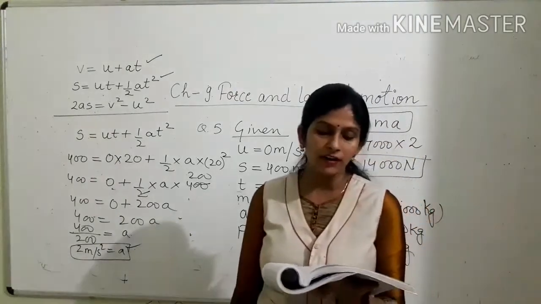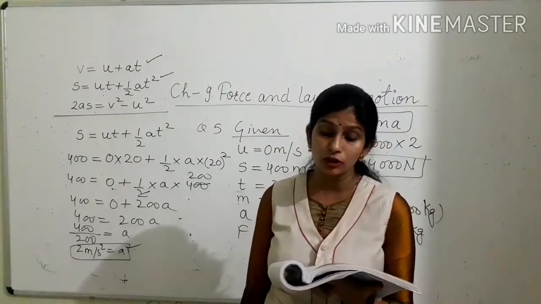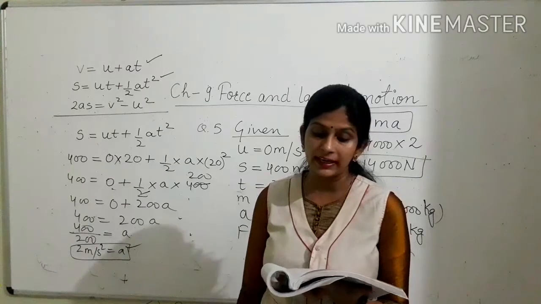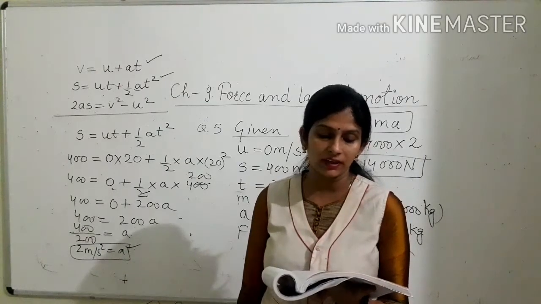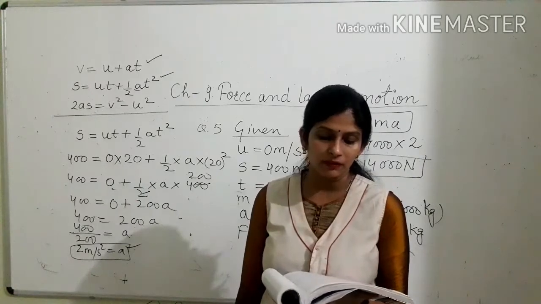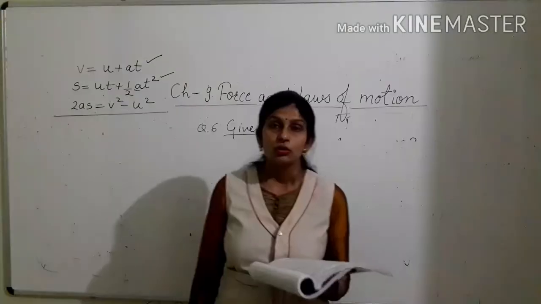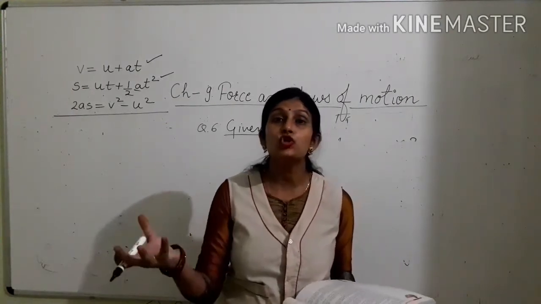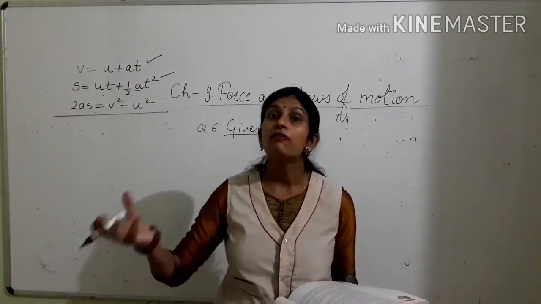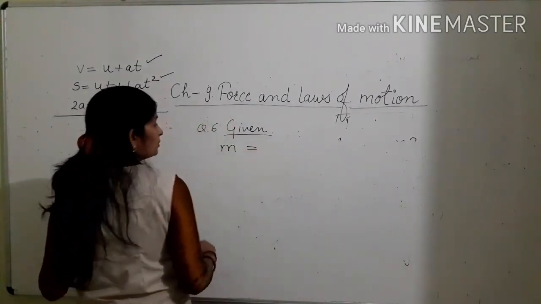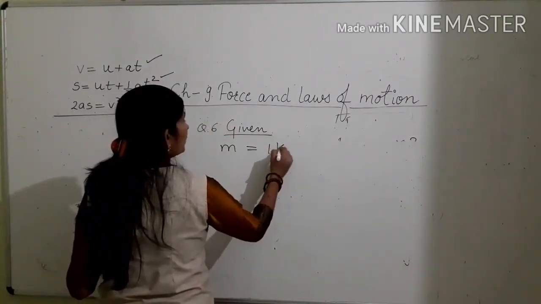A stone of 1 kilogram is thrown with a velocity of 20 meter per second across the frozen surface of a lake and comes to rest after traveling a distance of 50 meter. What is the force of friction between the stone and the ice? So what is said in question number 6? There is a stone of mass 1 kilogram. So mass of stone, small m, is 1 kilogram.